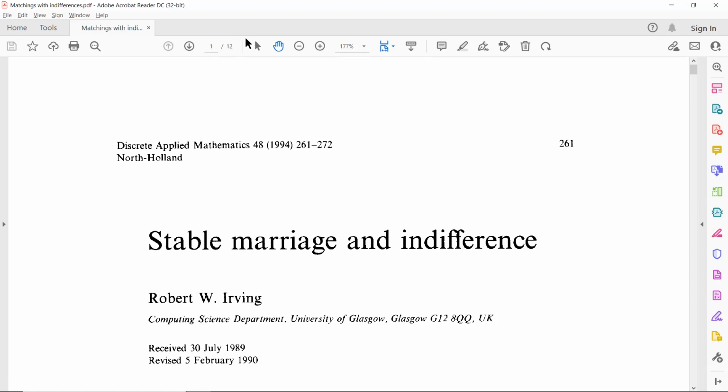So this is the paper. This paper is freely available. You can download it by Googling this. But I want to simplify one of the theorems of this paper. Okay, so that's the goal.